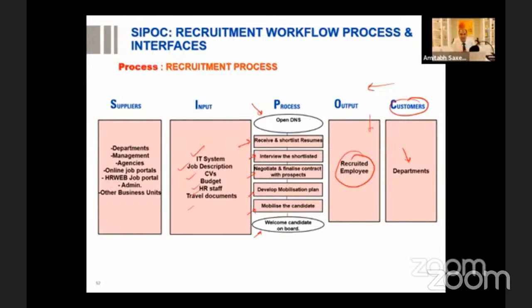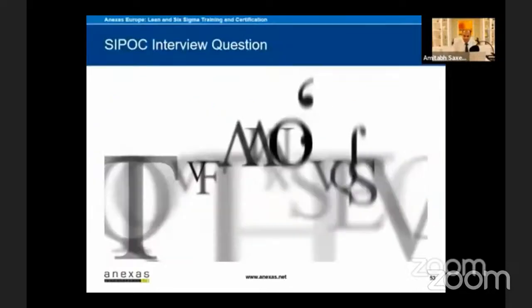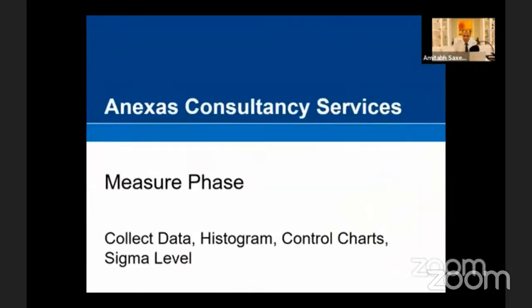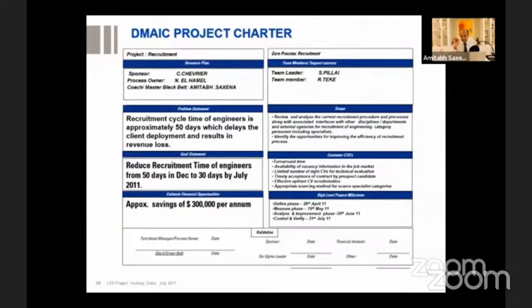Now let's see what the project charter is telling. Let me show you the project charter first before I go further. In the define phase, we make a project charter. It tells us that the recruitment cycle time of engineers is approximately 50 days today, and we would like to reduce it to 30 days. So the project charter has a problem statement and a goal statement. And if we are able to do this, it is going to save us $300,000 per annum. Every project saves some money. So we have created our project charter.